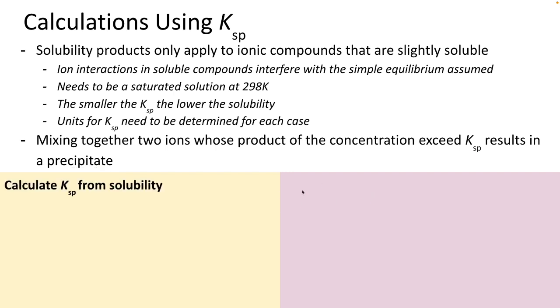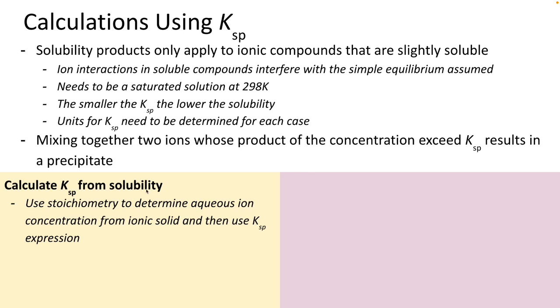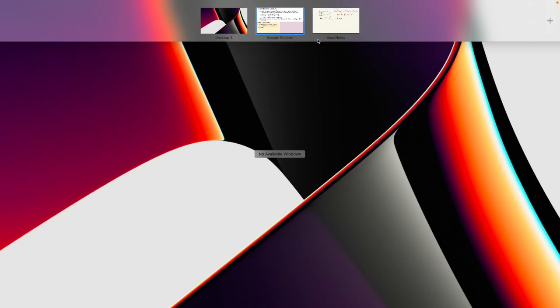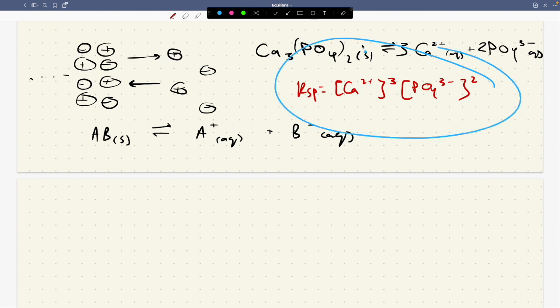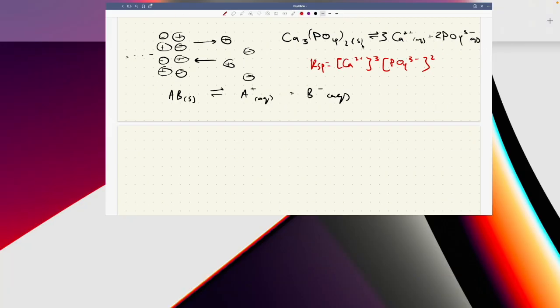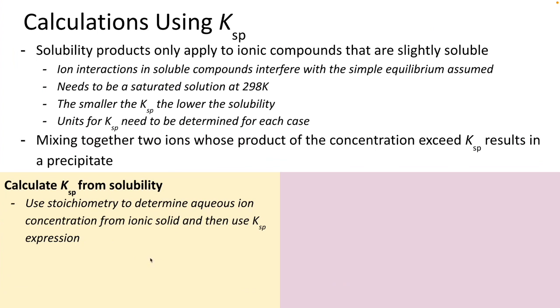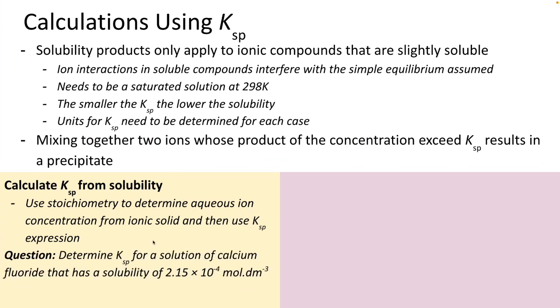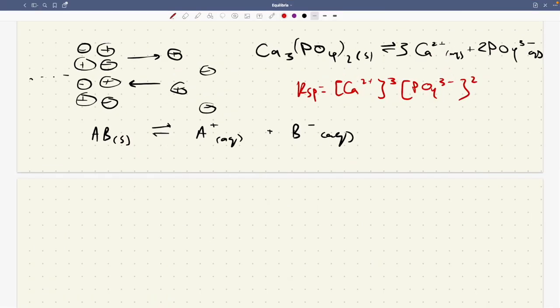Let's first of all look at how you can calculate the solubility product from the solubility of a substance. What we need to do is use stoichiometry to determine the aqueous ion concentration from the ionic solid, and then use the KSP expression. In this instance, all we're really doing is plugging and playing with our equilibrium expression once we've got the equilibrium equation. So for example, determine our solubility product for a solution of calcium fluoride that has a solubility of that many moles per decimeter cubed. If you want to pause and give it a crack, as always, it's a great idea. Let's have a look through it.